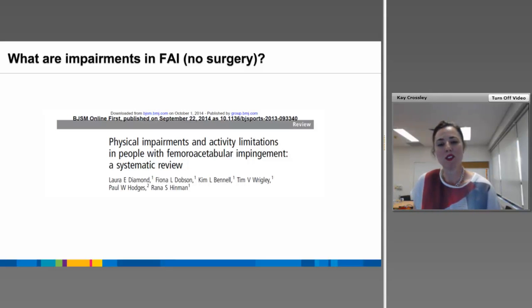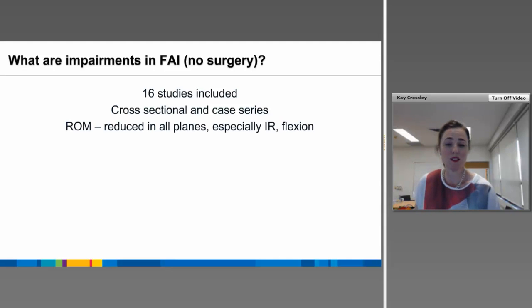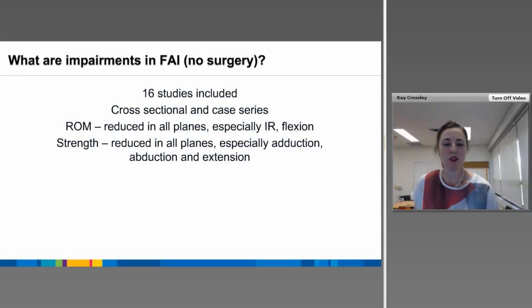So what about the evidence for impairments in FAI in people who don't undergo surgery? This was a systematic review that was published last year in BJSM by the group at Melbourne University, where they looked at physical impairments and activity limitations in people with FAI. In their systematic review, they included 16 studies, and these were generally cross-sectional and case series studies, so level 4 evidence. They found that people with FAI had reduced range of motion in all planes, particularly internal rotation and flexion, and that they had reduced hip muscle strength in all planes, but in particular in hip adduction, abduction and extension.